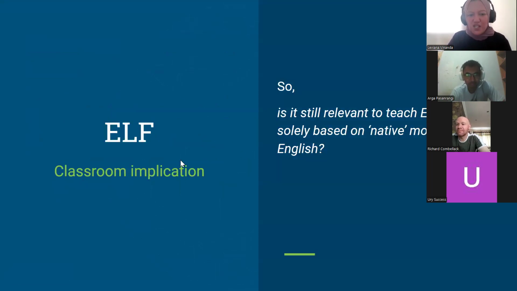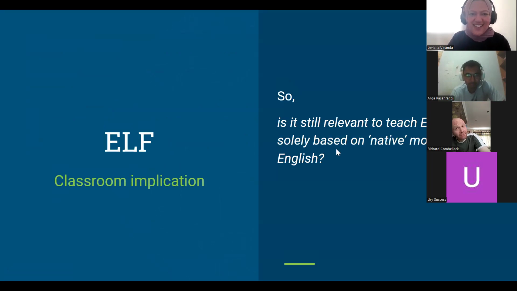Now, classroom implication. Arga says, "Wow." I know, Arga. It's really confusing for me as well. It's hard for me to understand her in the beginning. But again, it's not because her English is bad, no. It's just because she used a different way to convey her meaning in English.